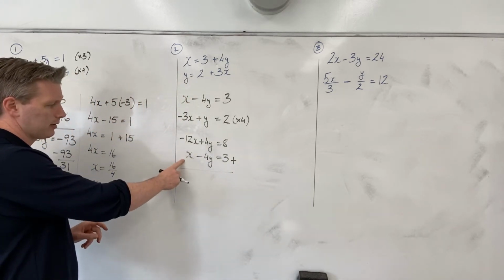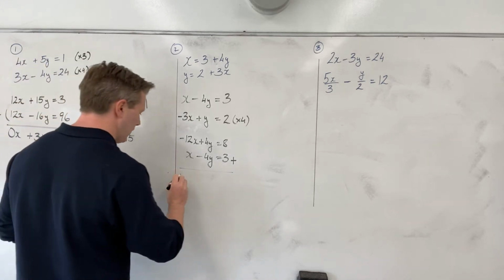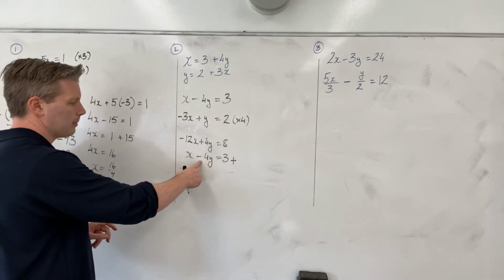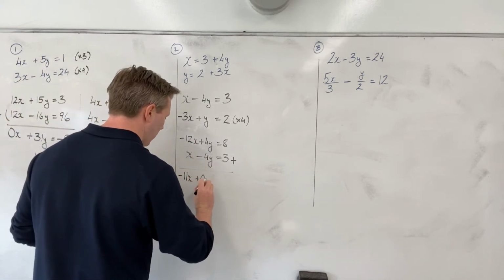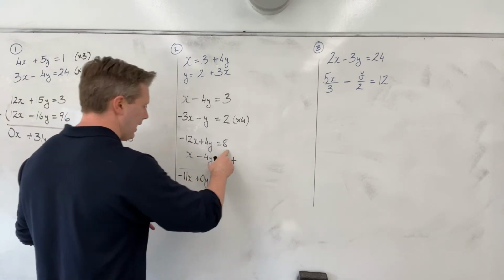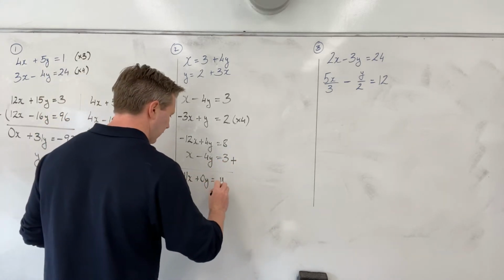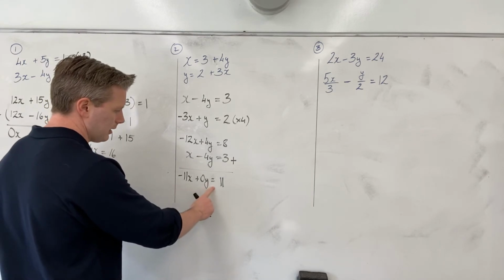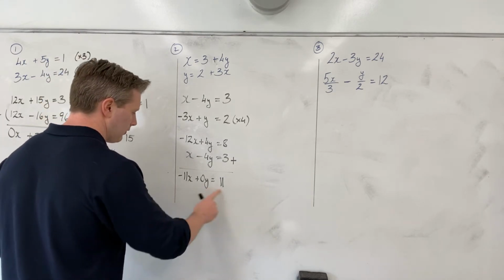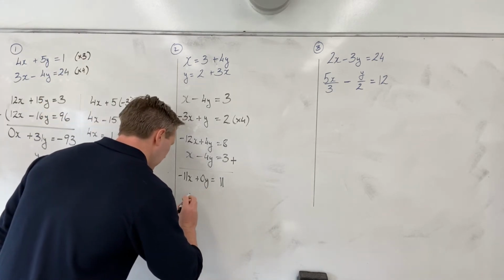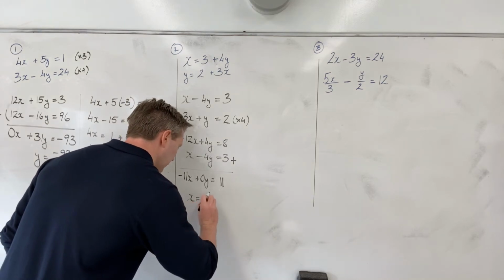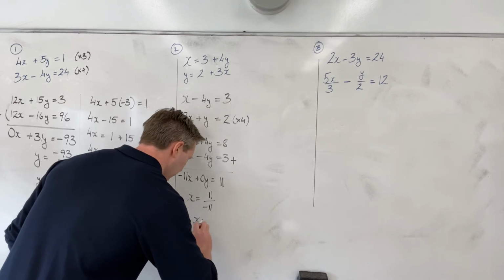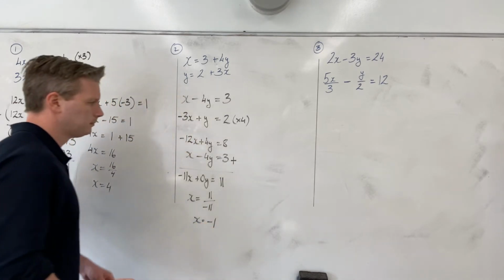Minus 12x plus x is minus 11x. My plus 4y and my minus 4y will give me 0y. And my 8 plus 3, that's 11. And so I end up with minus 11x equals 11. And so I can divide both sides of this equation by negative 11, and I will get that x is equal to 11 divided by negative 11. In other words, x is equal to negative 1.